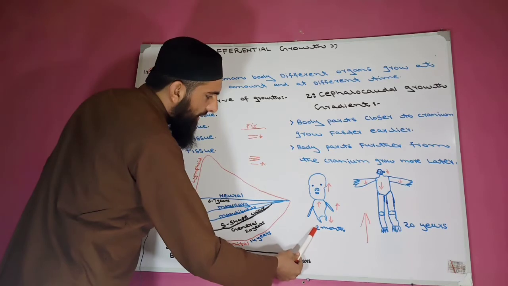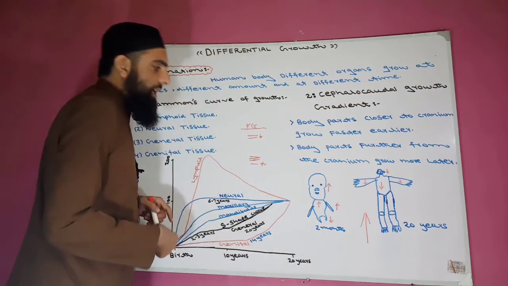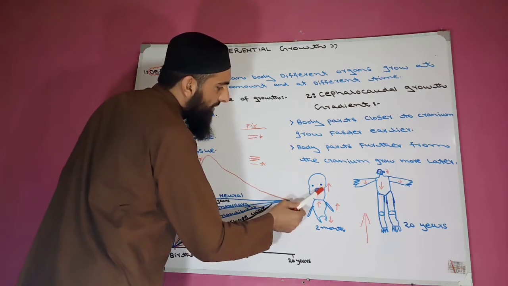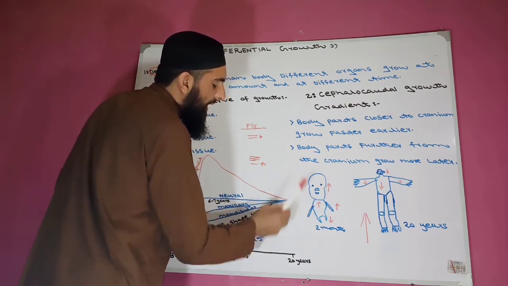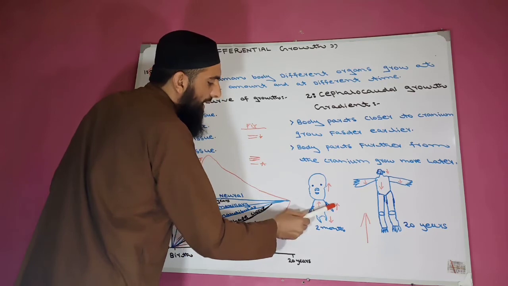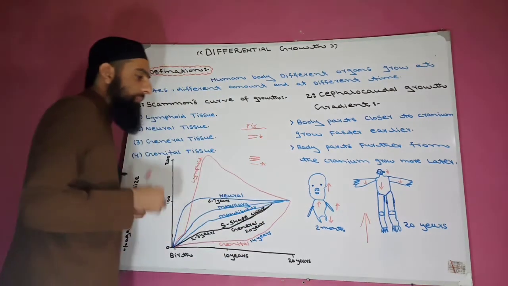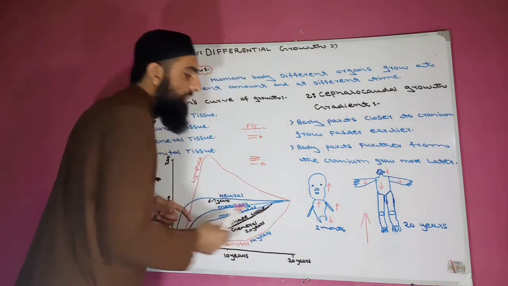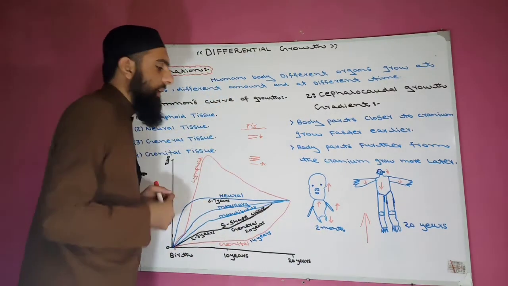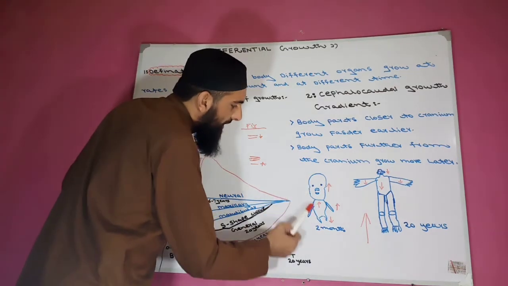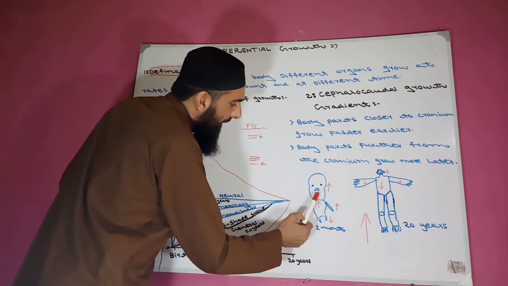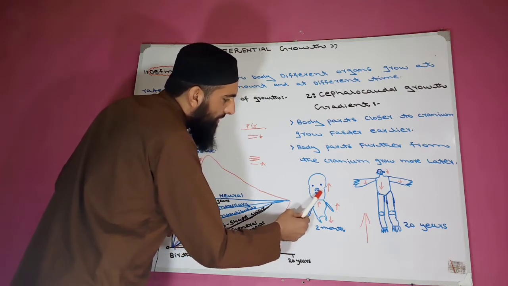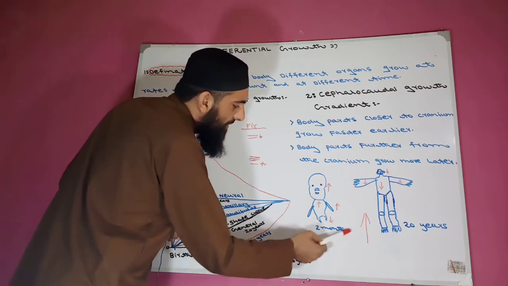When the child is 2 months of age, the structures near to the cranium, like maxilla and mandible, grow very rapidly, and the chest and upper limb grow very rapidly. But the structures away from the cranium, like the lower limb, grow very slowly. If we compare the lower limb growth with the upper limb, chest, maxilla and mandible, its growth is negligible.